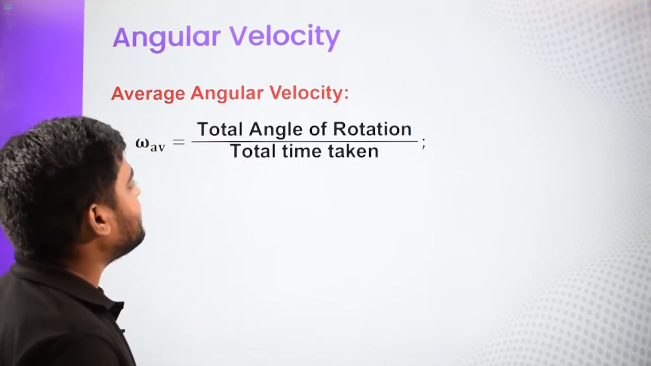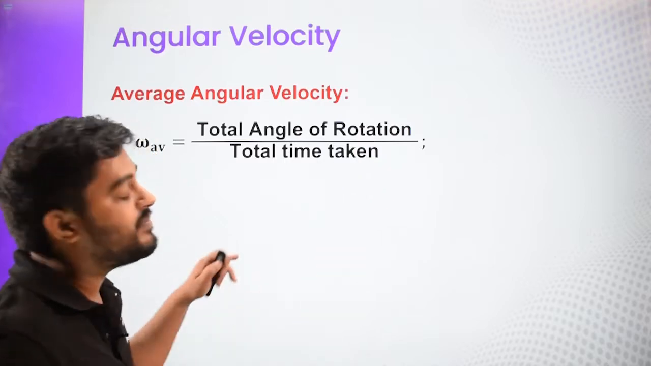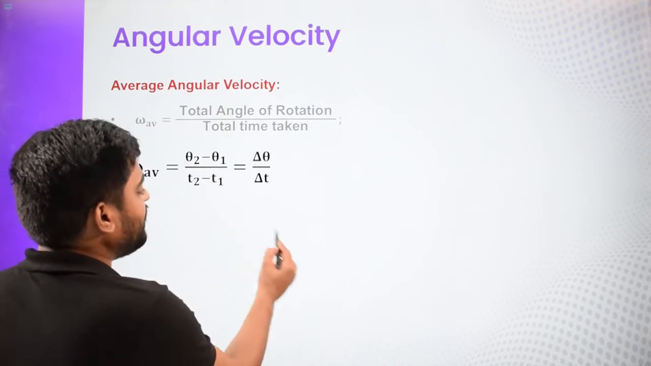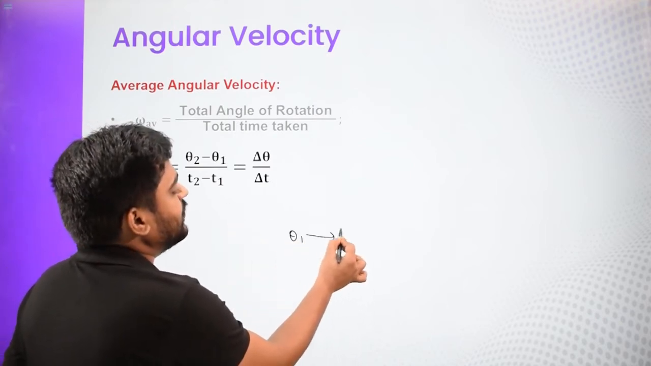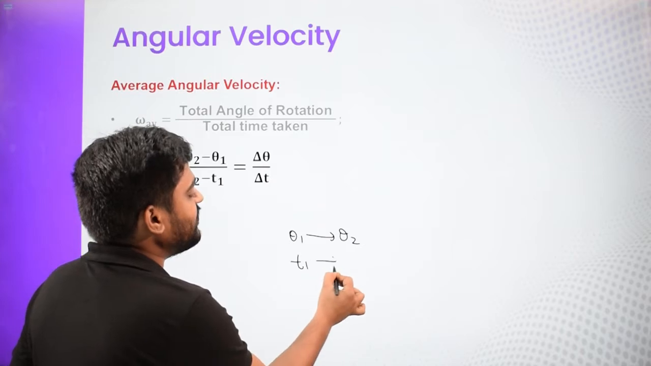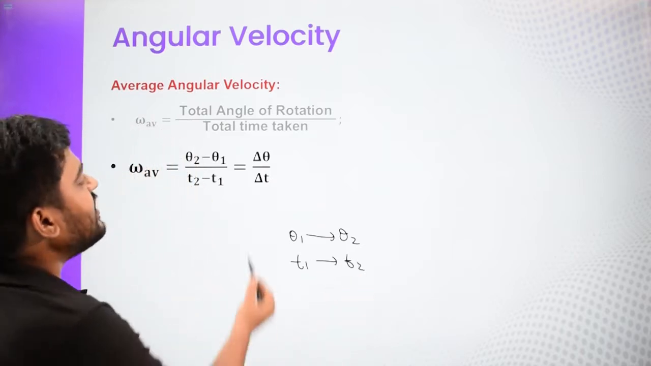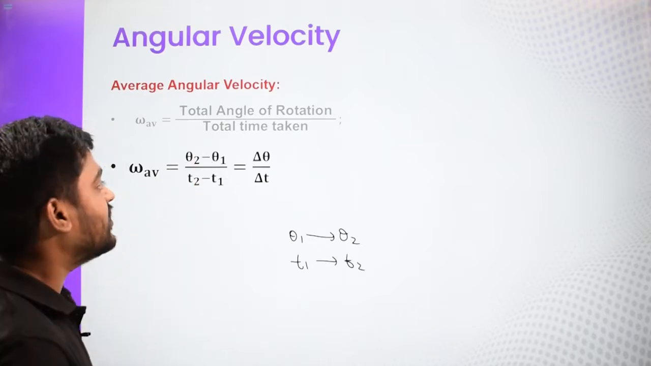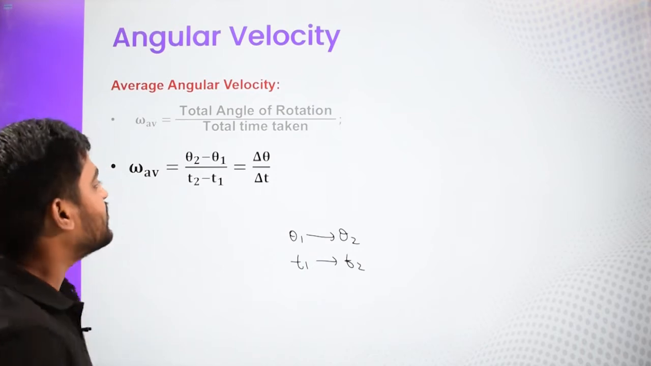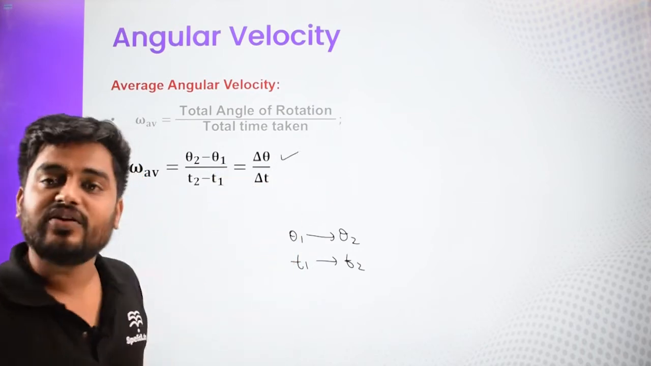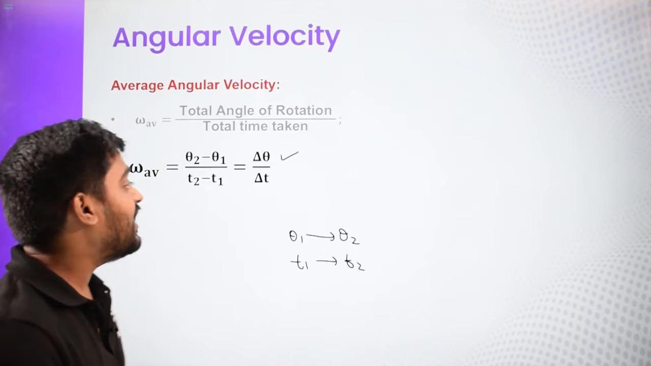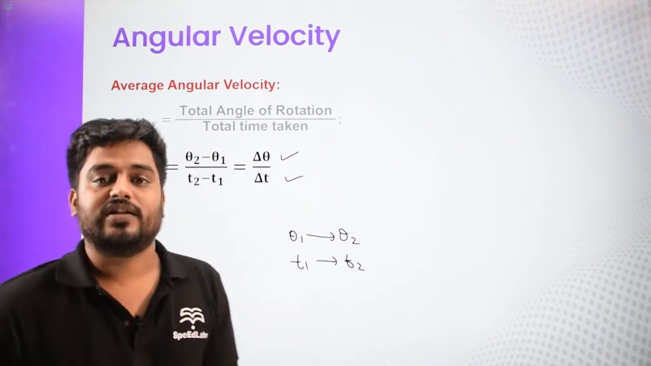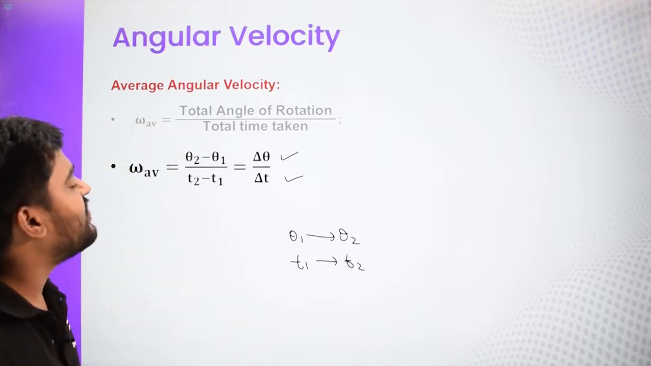Average angular velocity is defined as the total angle of rotation divided by total time taken. Now, if our angle is changing from theta 1 to theta 2, when time is changing from t1 to t2, then how much is the angle of rotation? Theta 2 minus theta 1. And what is the time duration? The total time taken is t2 minus t1. So this is known as delta theta, the change in angular displacement or angular displacement done in that particular duration, and this is the time interval, right? So delta t. So this is your average angular velocity.